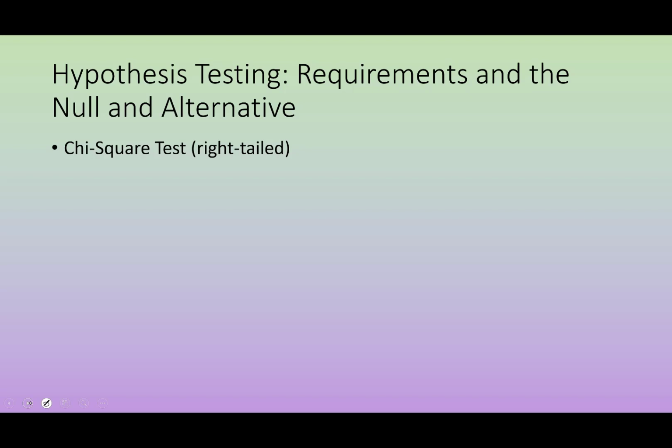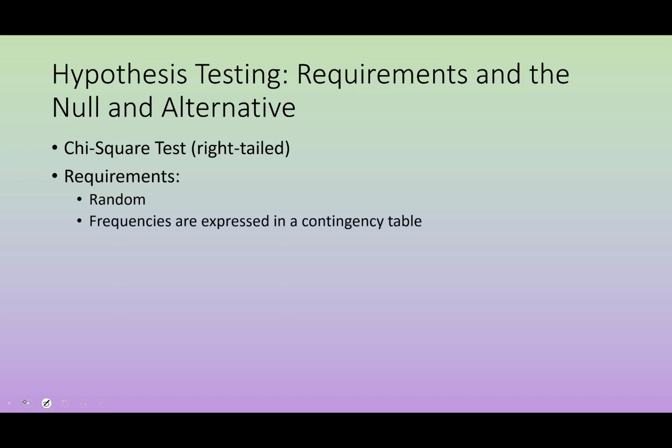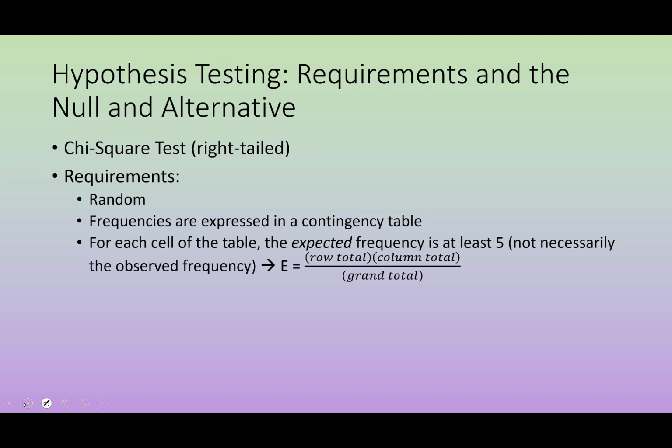Now, when we do this particular hypothesis test, it's going to be a chi-square test, and it's only going to be a right-tailed test again. And we do have some requirements that we would need to check. The first requirement is that we want to make sure that we have a random sample. We also need to make sure that our frequencies are expressed in the form of a contingency table. And then we need to find our expected frequency.